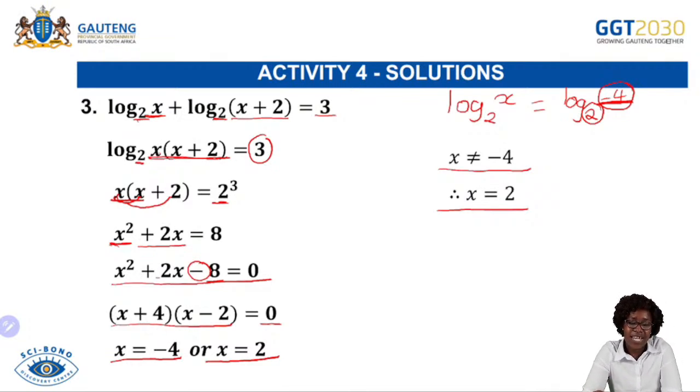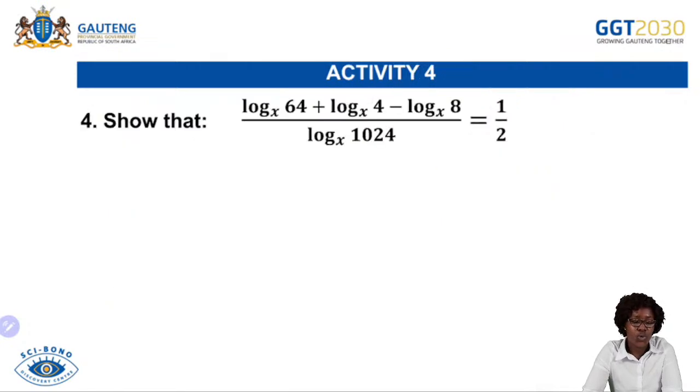Right, the next question that I have, remember we said there were 3 types of questions that we have when we are working with our logarithms. The first one I said is just simplifying. Then we moved on to equations. The next part is a proof or a short type of question. So my question there says we need to show that the log of 64 to base x plus the log of 4 to base x minus the log of 8 to base x, all divided by the log of 1024 to base x equal to a half.